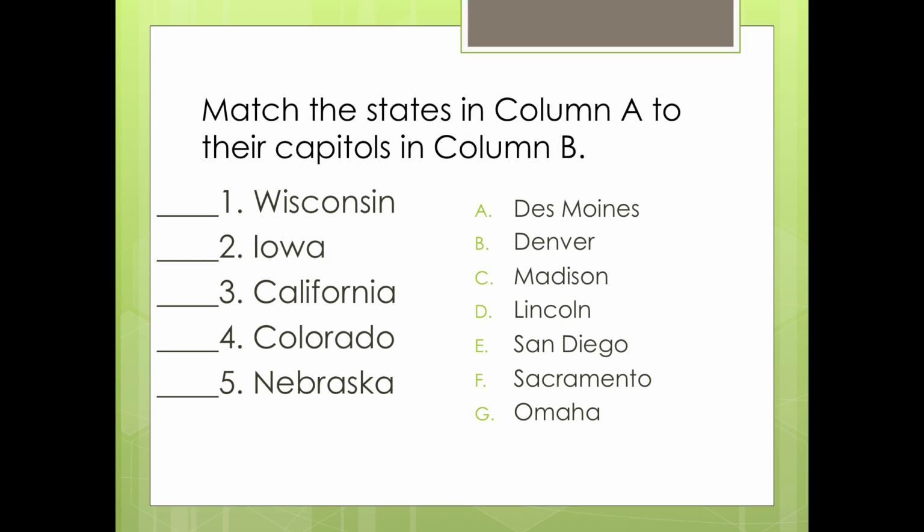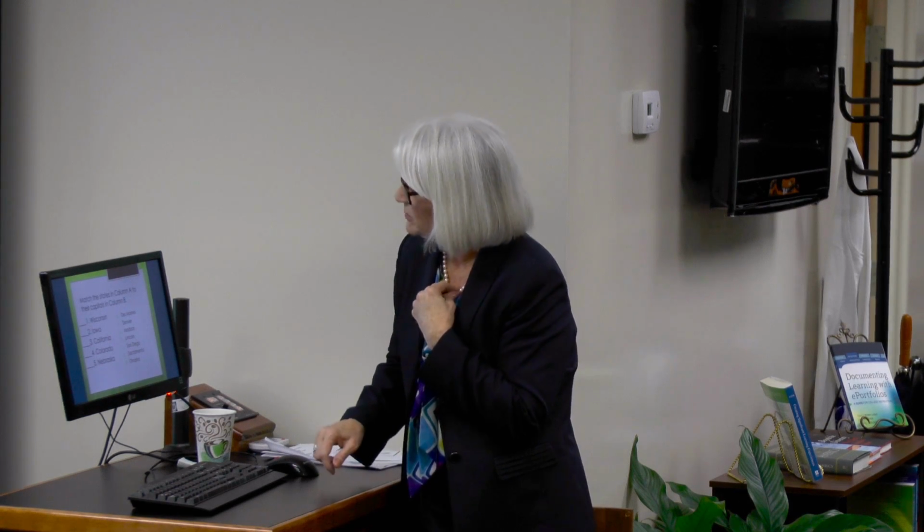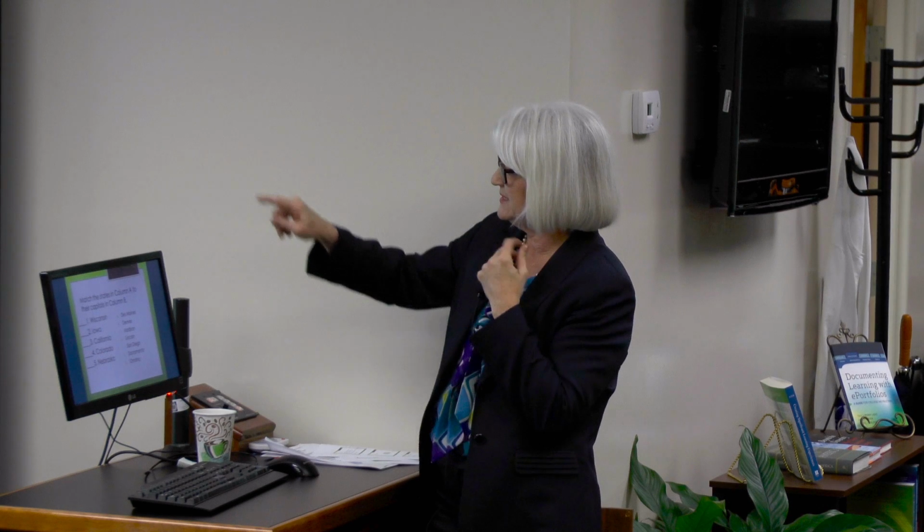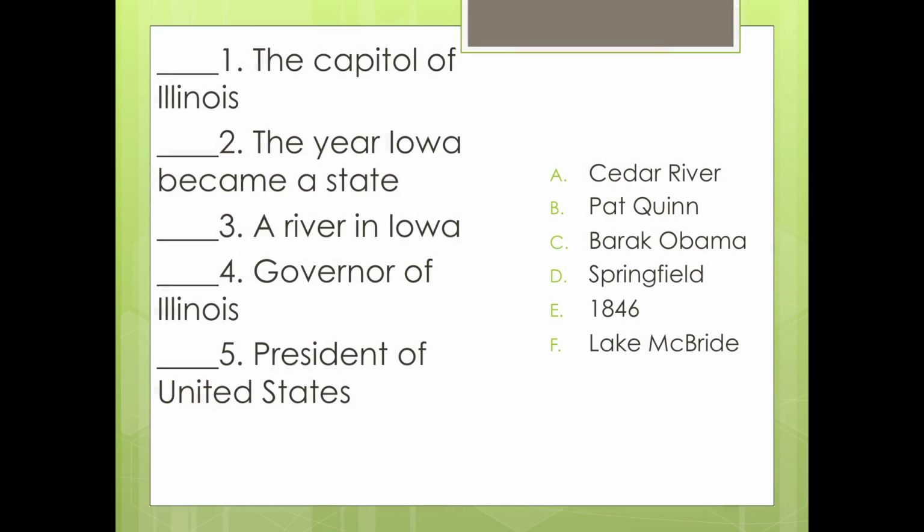Okay, matching. So this is the short and the long. Match the states in column A to their capitals in column B. So I've got 5 premises and 7 responses.